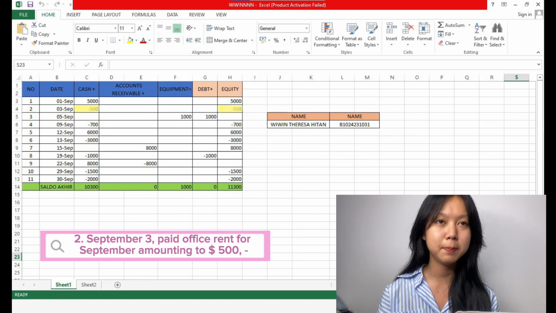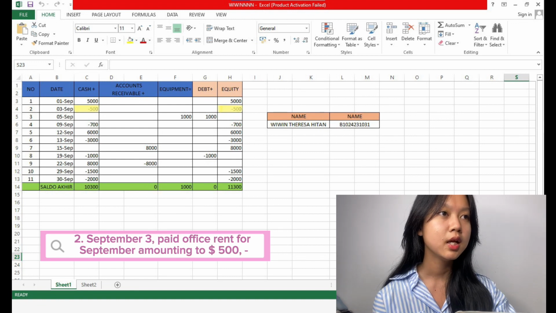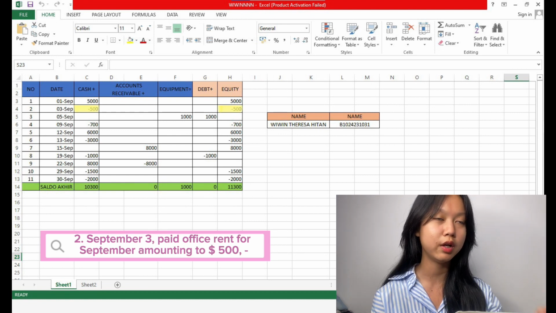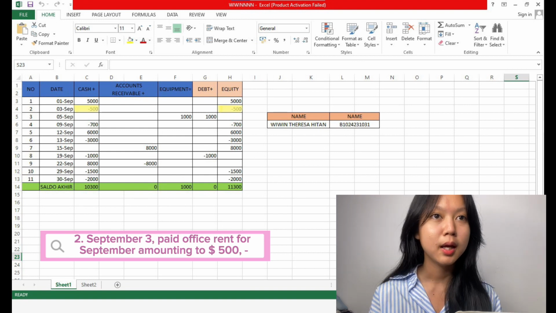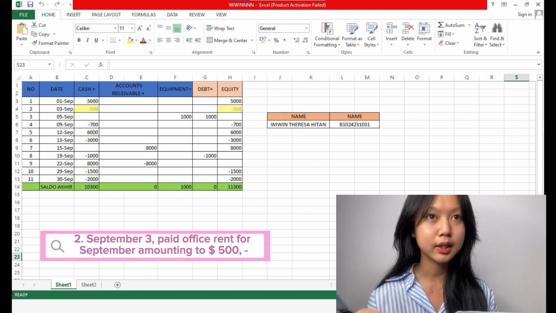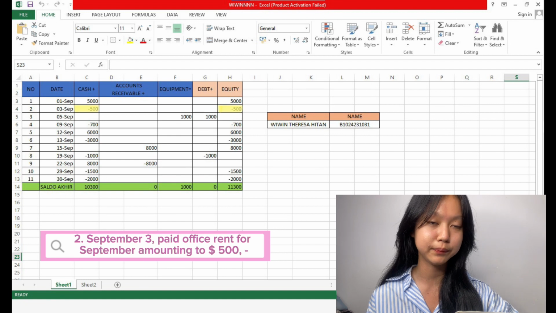Next, we move into the second transaction, which is on the 3rd September. That is, they paid office rent for September amounting to $500. So in the table, we also put the nominal on a cash account and also on an equity account. But in here, there is a minus because on the 3rd September, we paid the office rent that will reduce the cash and also the equity.